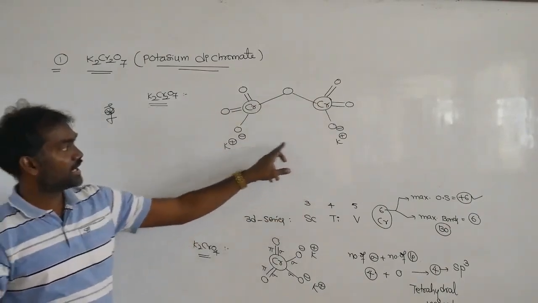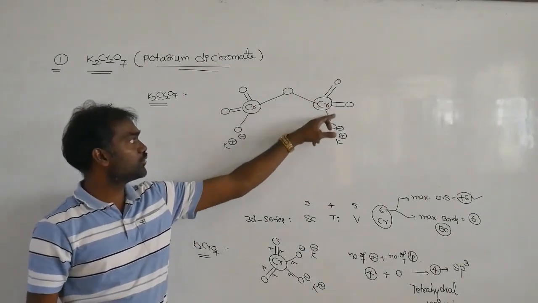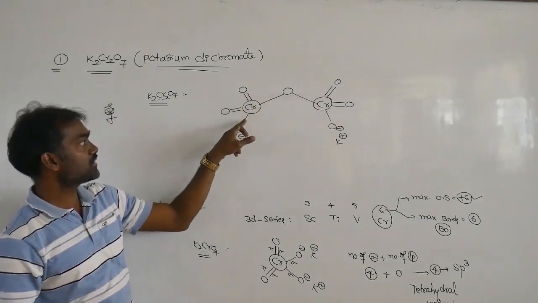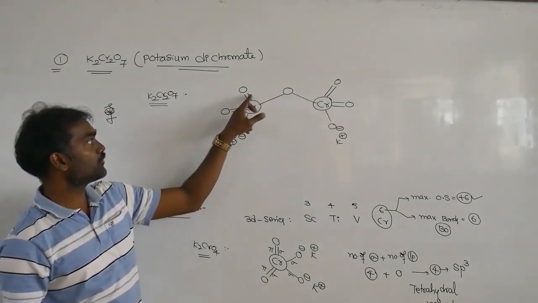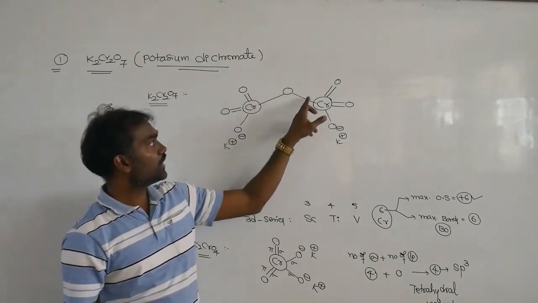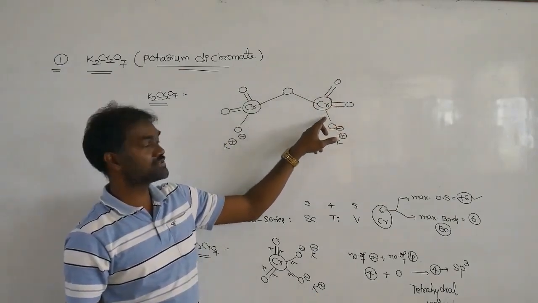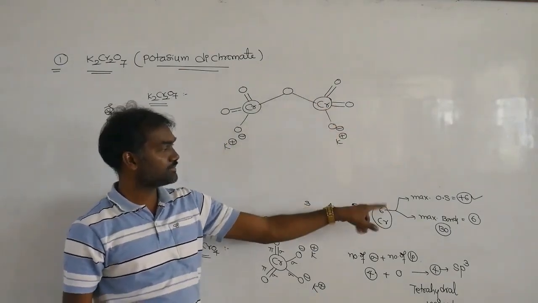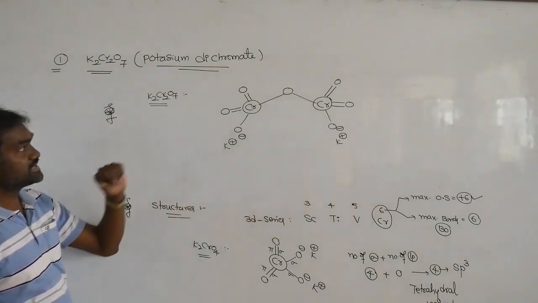So this is K2Cr2O7. Chromium is surrounded with 1, 2, 3, 4, 5, 6 bonds, and the other also 1, 2, 3, 4, 5, 6 bonds. So 6 bonds are satisfied. This is the structure.